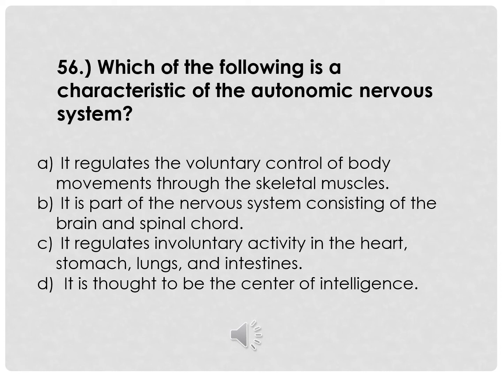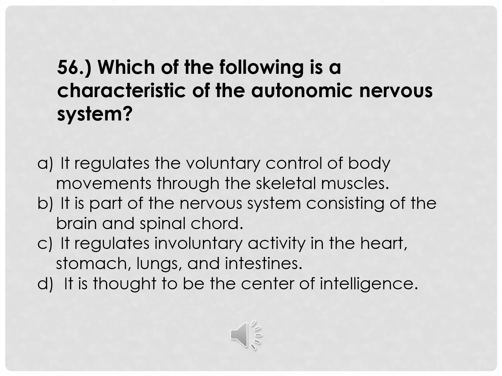Which of the following is a characteristic of the autonomic nervous system? So let's look at some of these answers and see if we can rule some of them out. So letter A says, it regulates the voluntary control of the body movements through the skeletal muscles. Well, the nervous system involved with skeletal muscles is called the somatic nervous system. So letter A is not the correct answer. Letter B says, it is part of the nervous system consisting of the brain and spinal cord. The brain and spinal cord actually make up the central nervous system. So letter B is also not the answer.